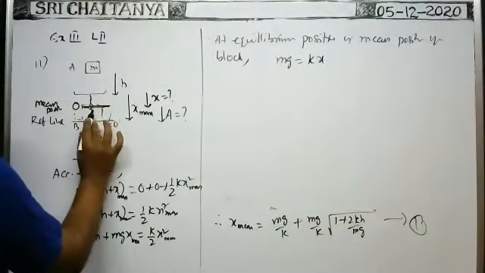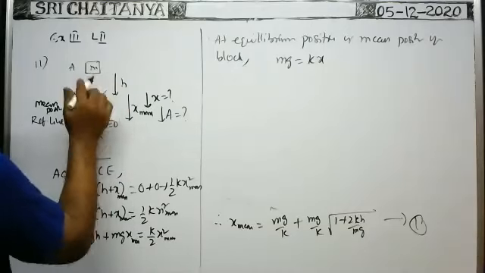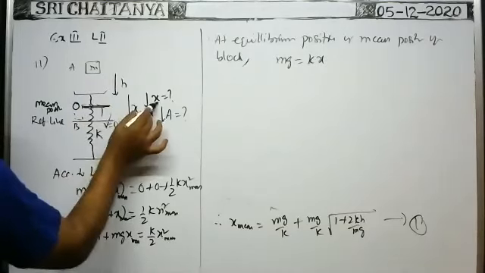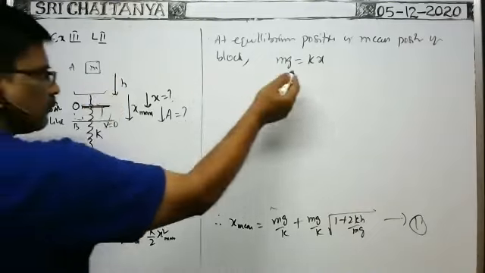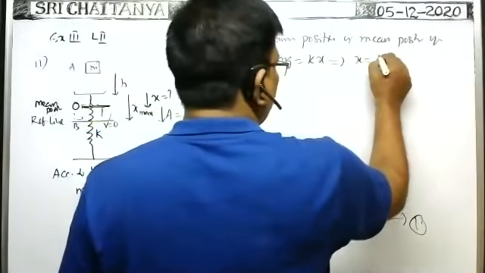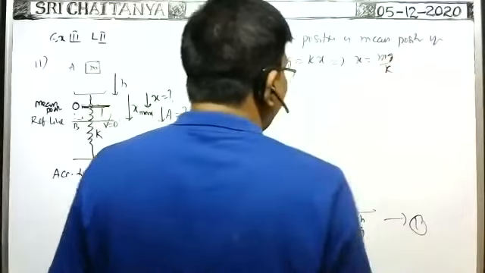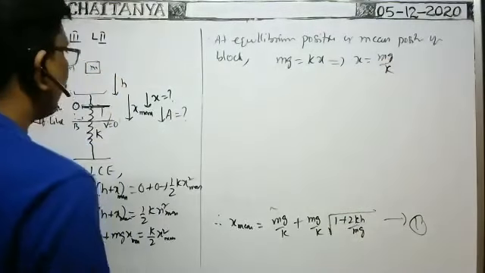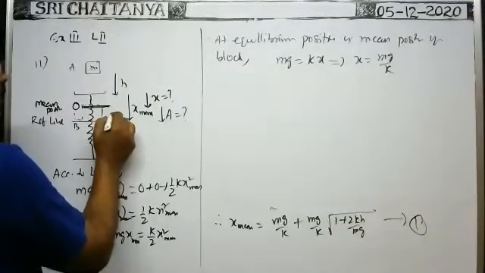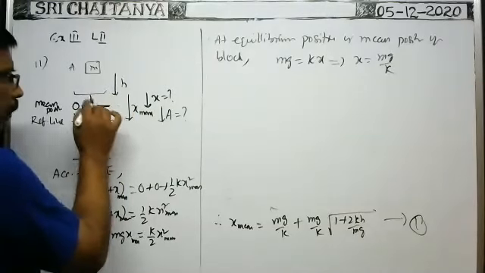Weight mg acts downwards, and the spring force acts in the opposite direction. Whenever the spring compresses by a certain length, the spring force balances the weight. So that implies x is equal to mg by k. It is the equilibrium compression in the spring. That is what equilibrium compression means. What is the amplitude?